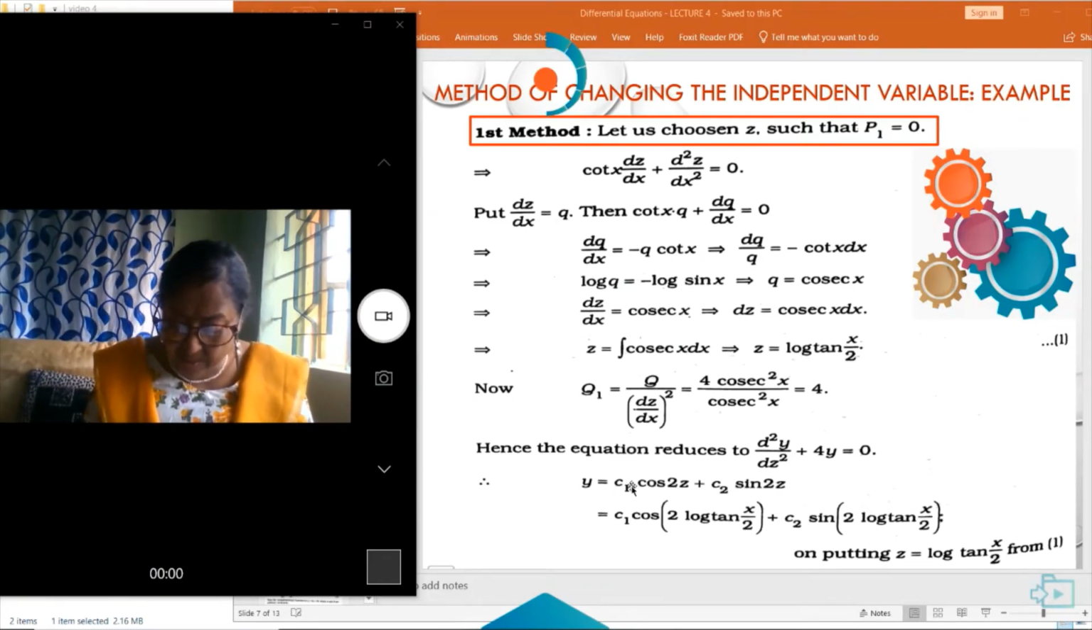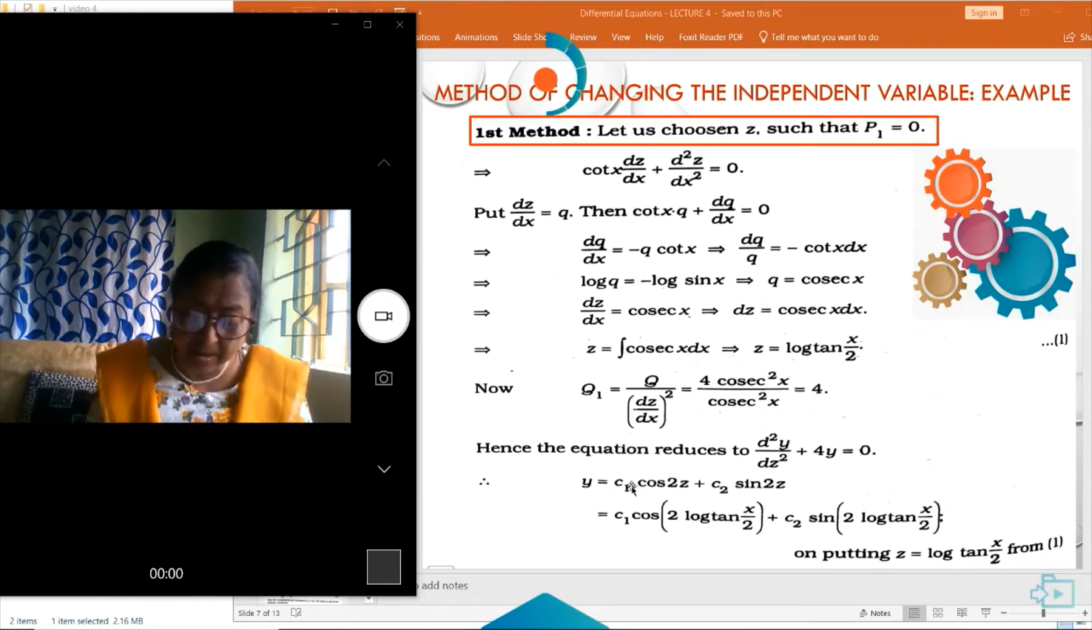So z is equal to integration of cosec x dx. So z is equal to log of tan x by 2. Now q1 is equal to q by (dz/dx)^2, which on substituting the values gives us q1 is equal to 4. Now the equation transforms into d2y/dz^2 plus 4y is equal to 0.